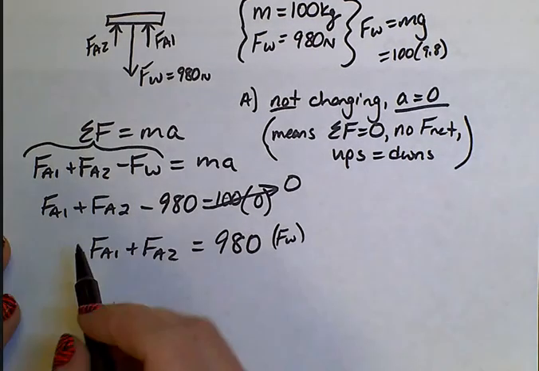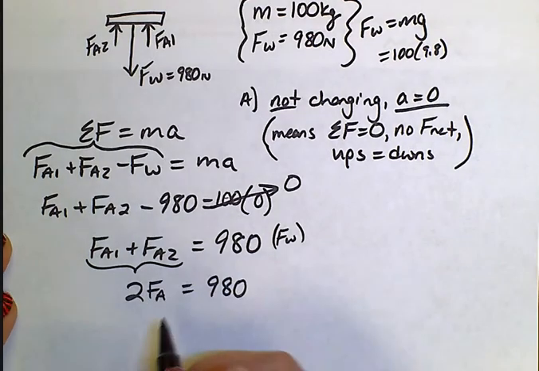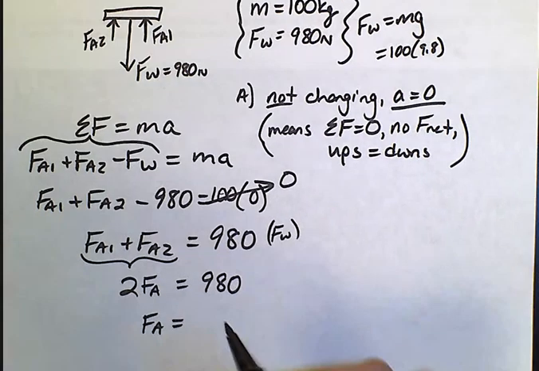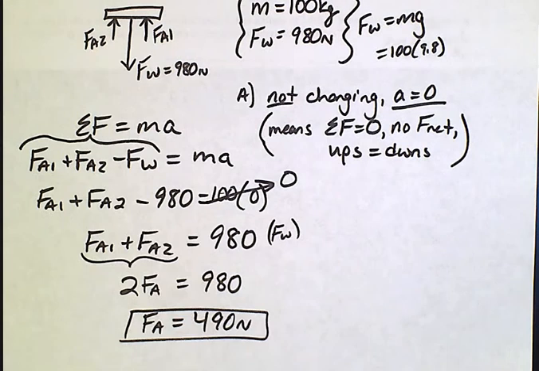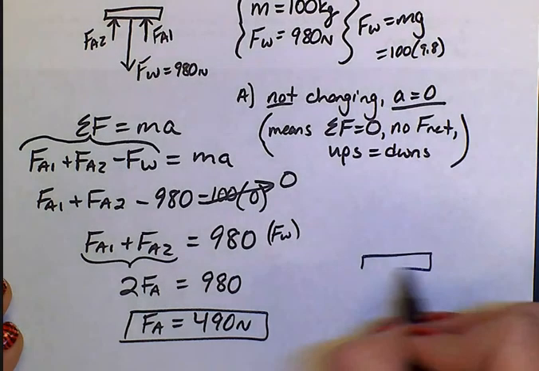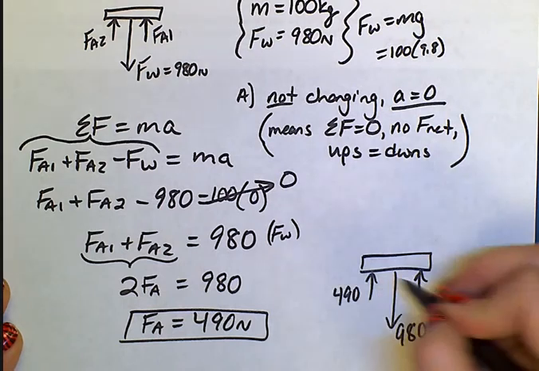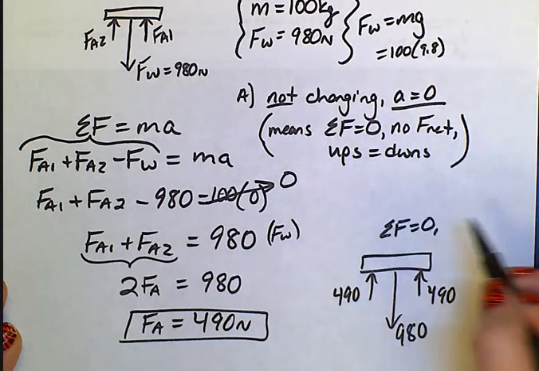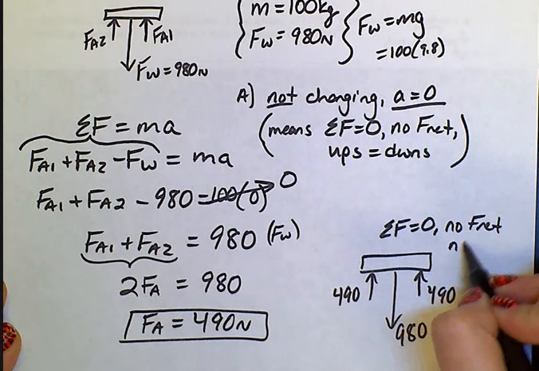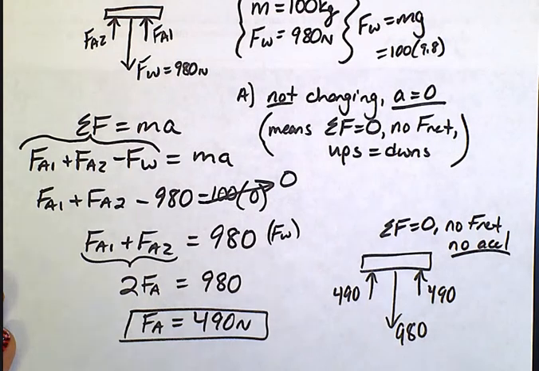And as long as we assume that these are the same, I can say 2 times the force of the arm is equal to 980. And so the force in each arm is 980 divided by 2, 490. See how if I drew that back on my free body diagram, I have 980 down and 490 up on both sides. The sum of the forces equals 0. This is no net force, which means no acceleration. So that's an equilibrium. See how I have ups equal downs?